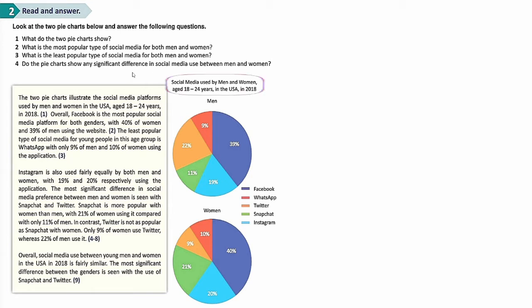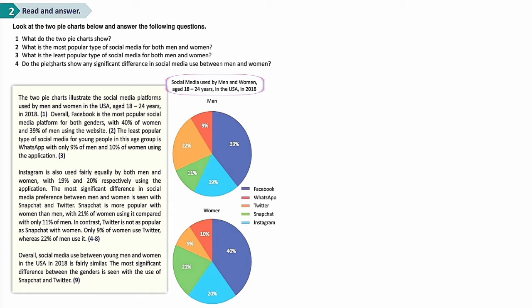So look here. Social media used by men and women aged 18 to 24 years in the USA in 2018. This is actually the answer for question number 1. What do the 2 pie charts show? They show social media used by men and women aged between 18 and 24 years in the USA in 2018.